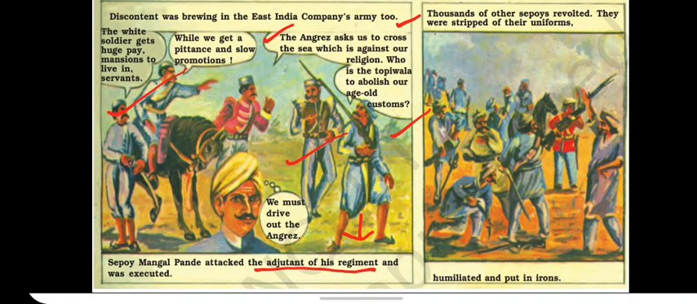Thousands of other sepoys revolted. Many others started revolting, protesting. They were stripped of their uniforms, right? Humiliated and put in irons. So many soldiers were stripped of their uniforms, humiliated, and put in irons.